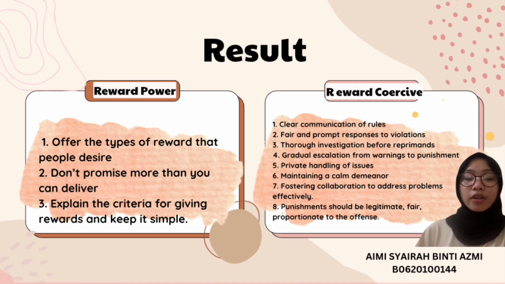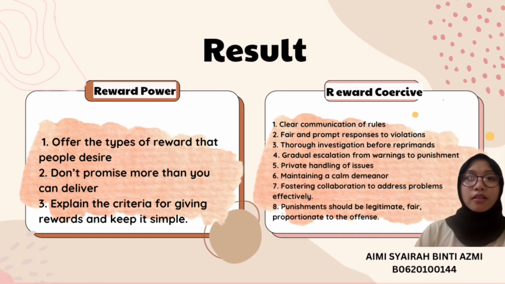First, clear communication of rules. Clearly outline workplace expectations, detailing specific dos and don'ts. The second one is fair and prompt response to violations. For example, if an employee is consistently late, address the issue, discuss the problem and understand the reason. The third one is thorough investigation before reprimand. Before reprimanding an employee for a reported mistake, investigate and gather all the information to understand the situation.